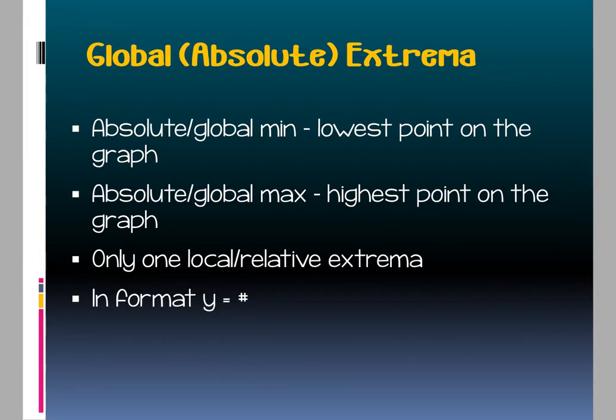All right, a global is the same thing as an absolute max or min. So the word global replaces absolute. The global extrema means it only happens once. It is either the highest point or it is the lowest point. You cannot have more than one.